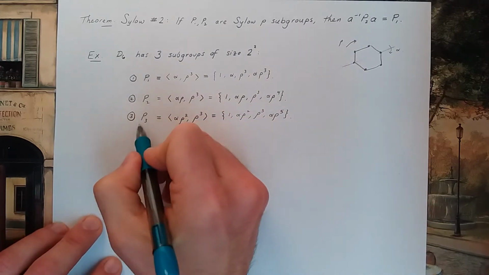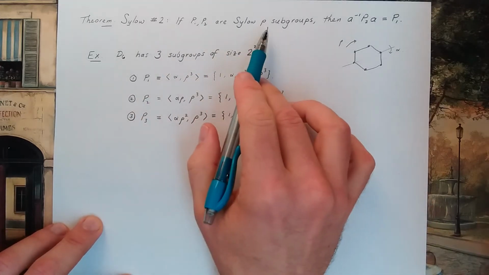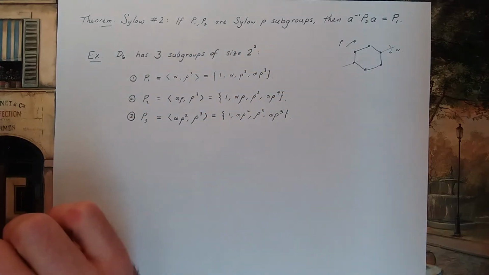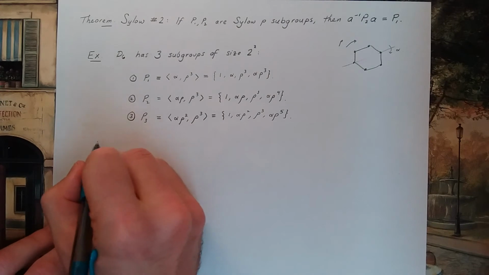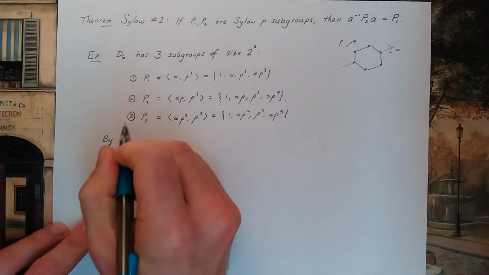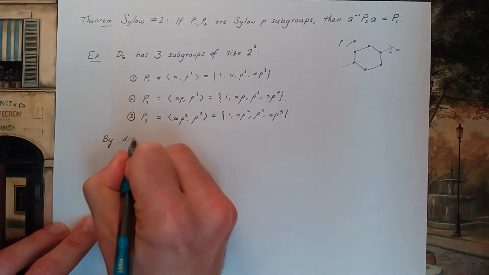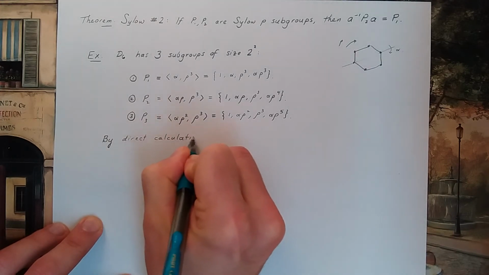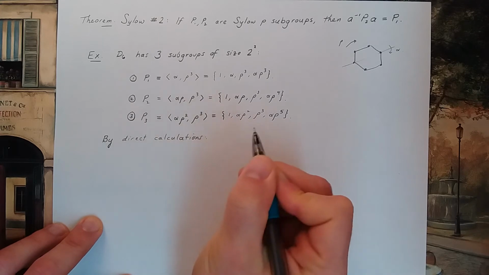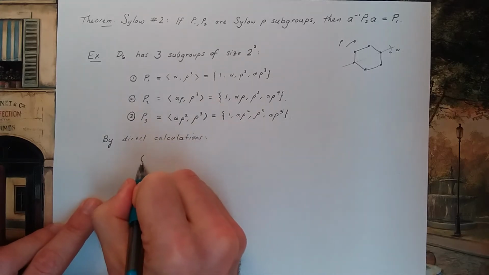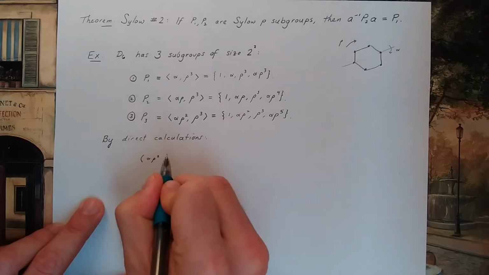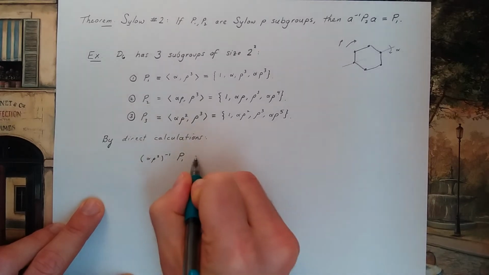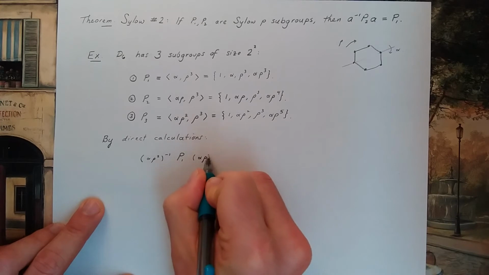So here are my three Sylow 2 subgroups of D6. And I'm just going to show you that if you did the direct calculations, you could find these two facts. Alpha rho squared inverse, P1, alpha rho squared.